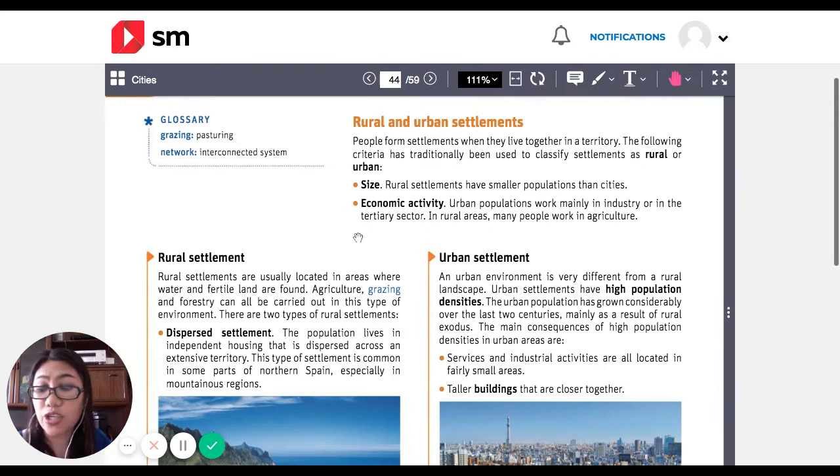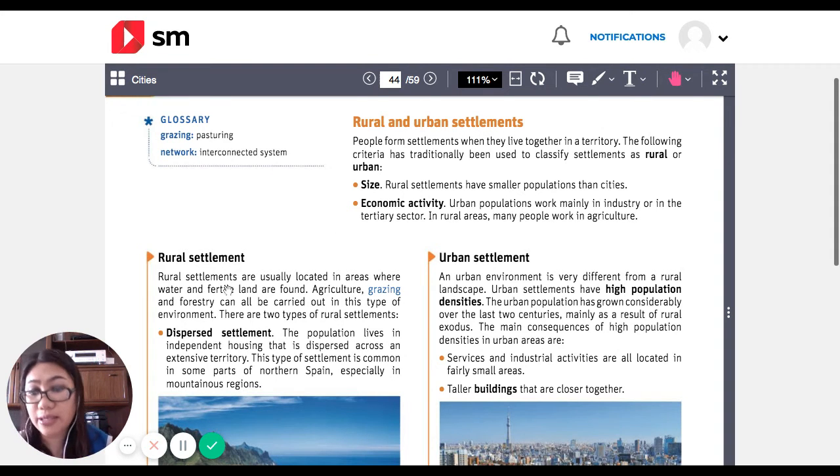When we say tertiary sector, we're talking about services. For example, industries or banking or insurance. These are called tertiary sector, or like Globo or El Corte Inglés. Those companies that offer services, not only goods, to their people. Okay? Then we have also the definition of rural settlement.